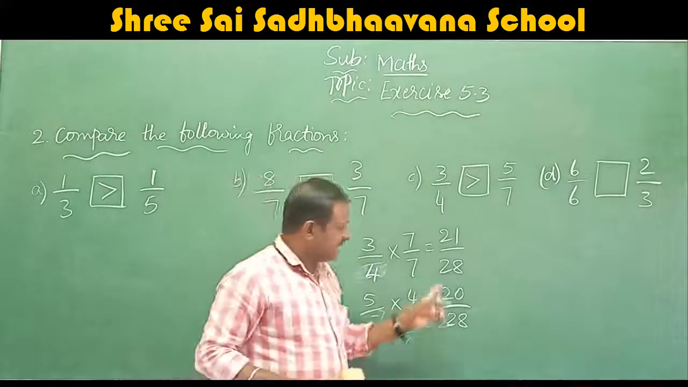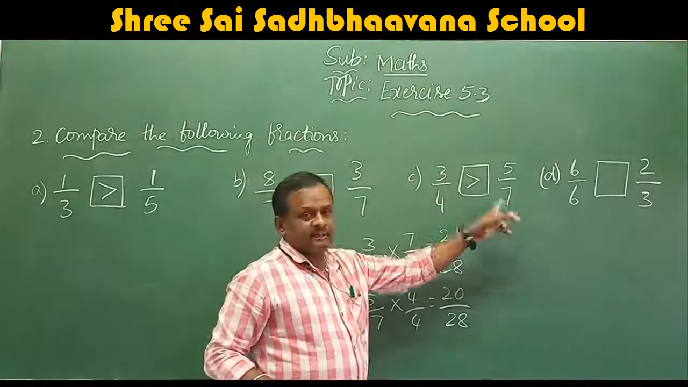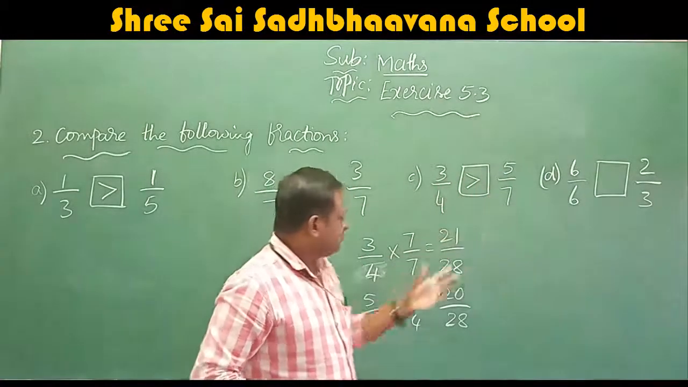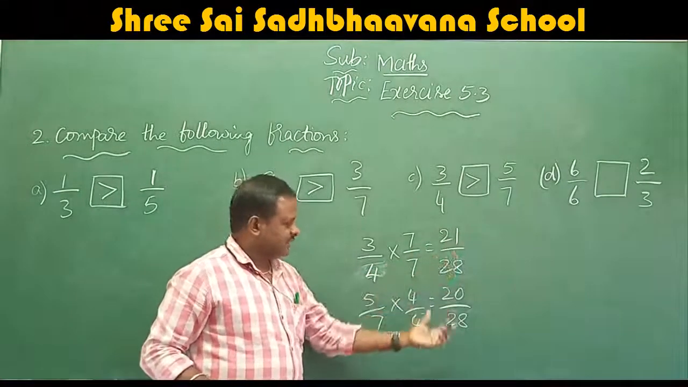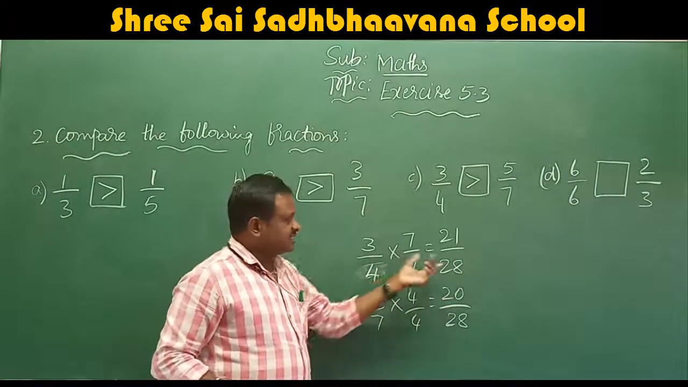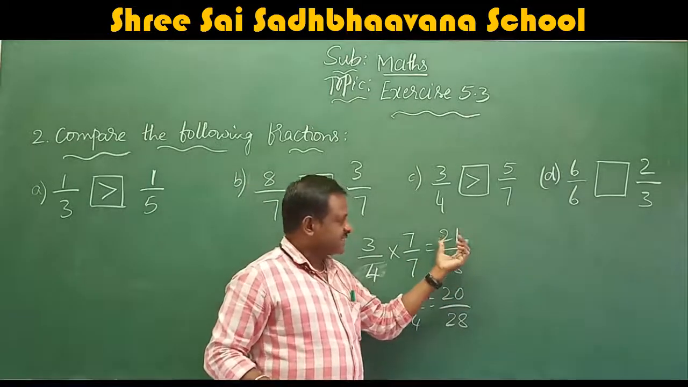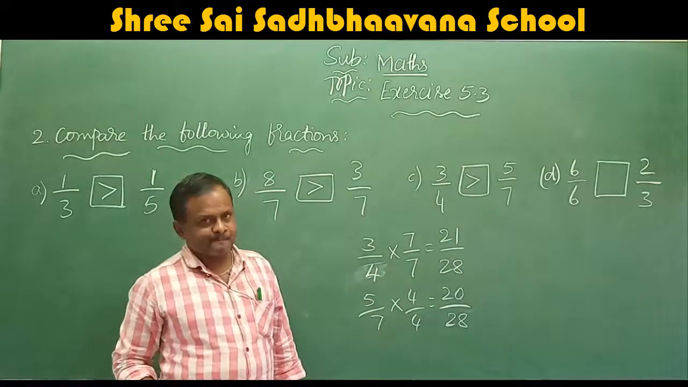Instead of doing all this, we'll just cross multiply the numerator with the denominator of the other fraction. So we will get the answer. That is 21 by 28, 20 by 28. So which is greater here? 21 by 28, because denominators are same. Which numerator is greater? 21 is greater. So 3 by 4 is greater.